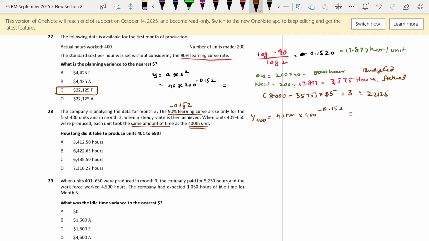Forty times 400 to the power of 0.152 gives 16.089. This is for per unit. Okay, this is for the per unit. For 400 units, how much?